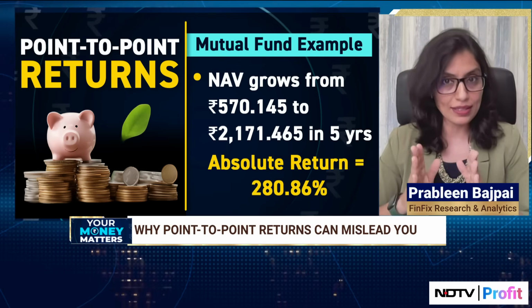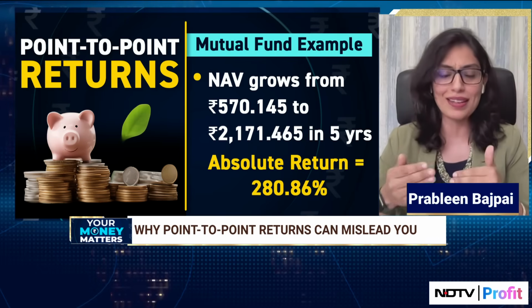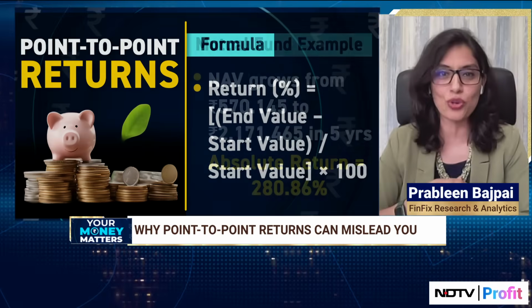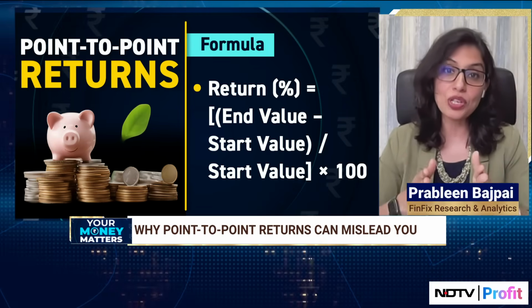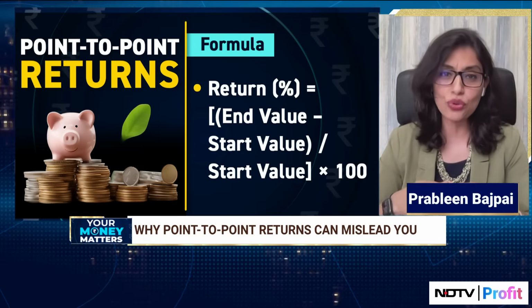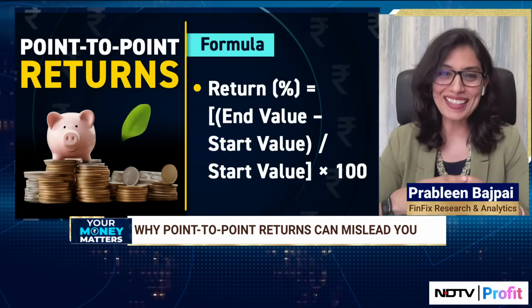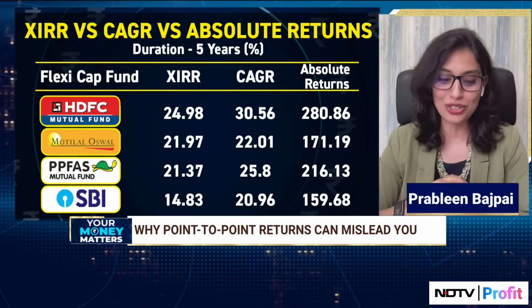So if we are looking at the formula here, it's the ending period value minus the beginning period value, divided by the beginning period value, the basic formula we studied during school. And for a scheme, for example, HDFC FlexiCap, if we just look at the absolute returns over the last 5 years, then the NAV actually went up from 570 to 2171. So it's like a 280% absolute return. And that is why we don't look at absolute returns over a 5-year period. This is over a 5-year journey.